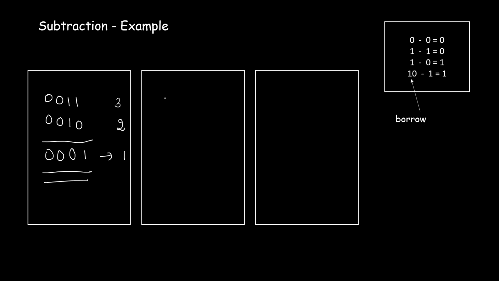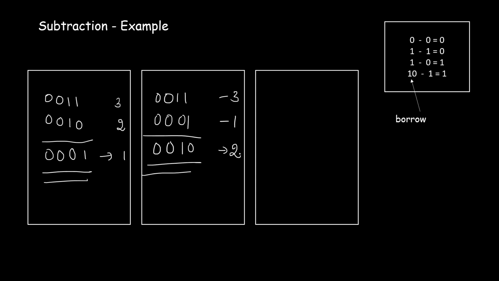Let me take another example. 0 0 1 1, which is a decimal 3, and 0 0 0 1, which is a decimal 1. 1 minus 1 according to the rules of subtraction is a 0. 1 minus 0 according to the rules of subtraction is a 1. 0 minus 0 according to the rule is a 0, and 0 minus 0 is a 0. So this is nothing but 2 in decimal form.